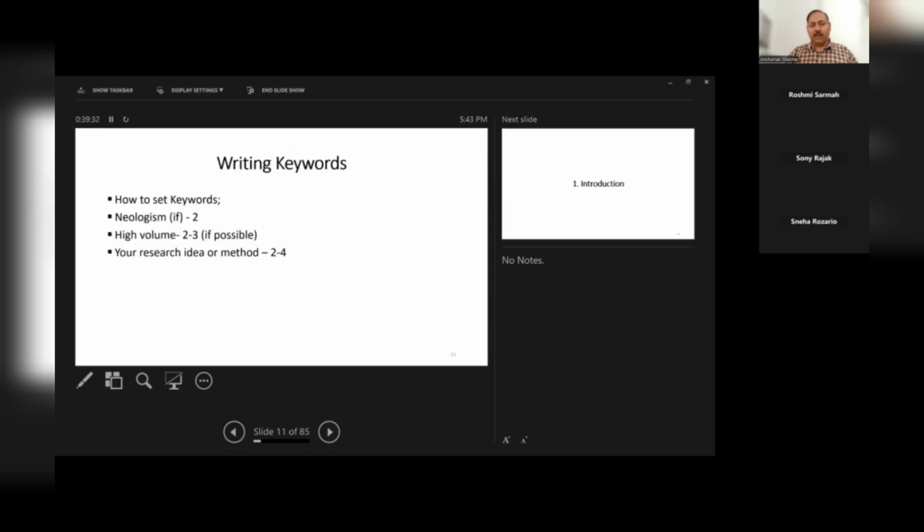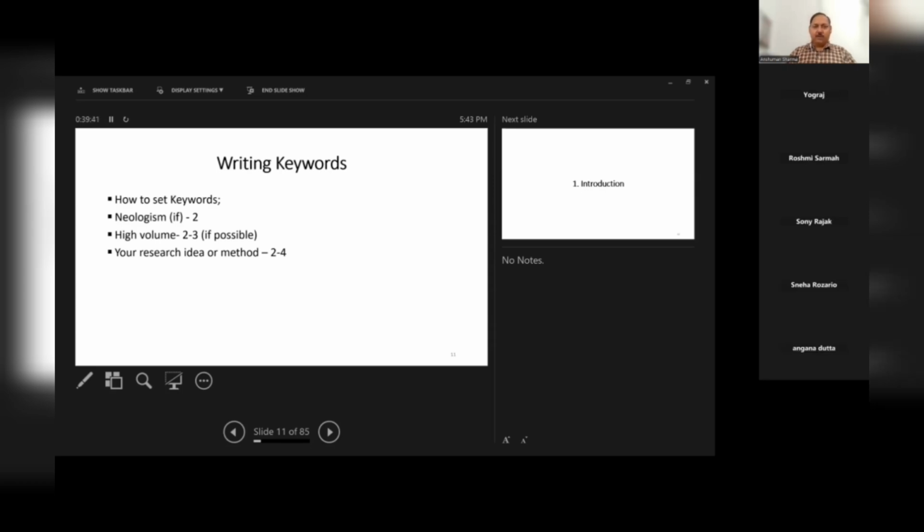Anyway, so you see the next slide, how to select keywords. You can have neologism. Normally, for beginners, we don't suggest this kind of neologism. Neologism is only for when you are an expert, you have done lots of work. Neologism is something innovative, something new. It means you introduce a word, and before this, there was no such word in the literature. But this is not for the beginner.